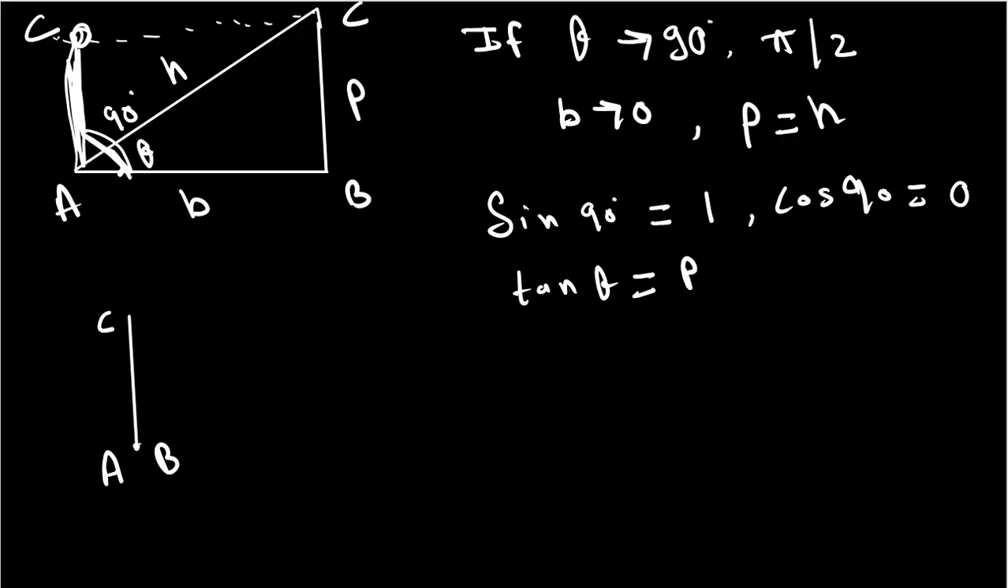We write tan theta as p by b, and the base is 0. So it will be p by 0, which is not defined. Why not defined? In mathematics, any finite quantity, which is not very large, which is not infinity, should not be divided by 0. So it is not defined. So tan theta at 90 degree is not defined.